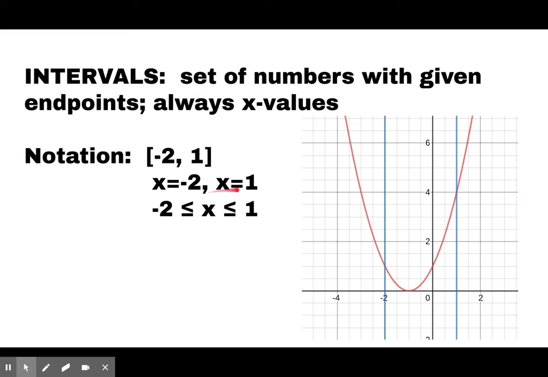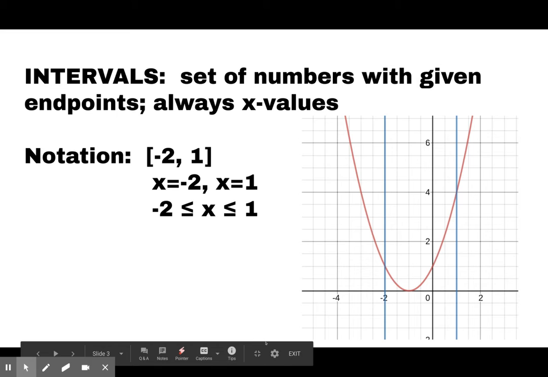Intervals can also be written as x equals -2 and x equals 1. The interval, particularly with a table, can also be written as -2 less than or equal to x and x less than or equal to 1. So as you go through rate of change, you're going to see it modeled in these different ways.